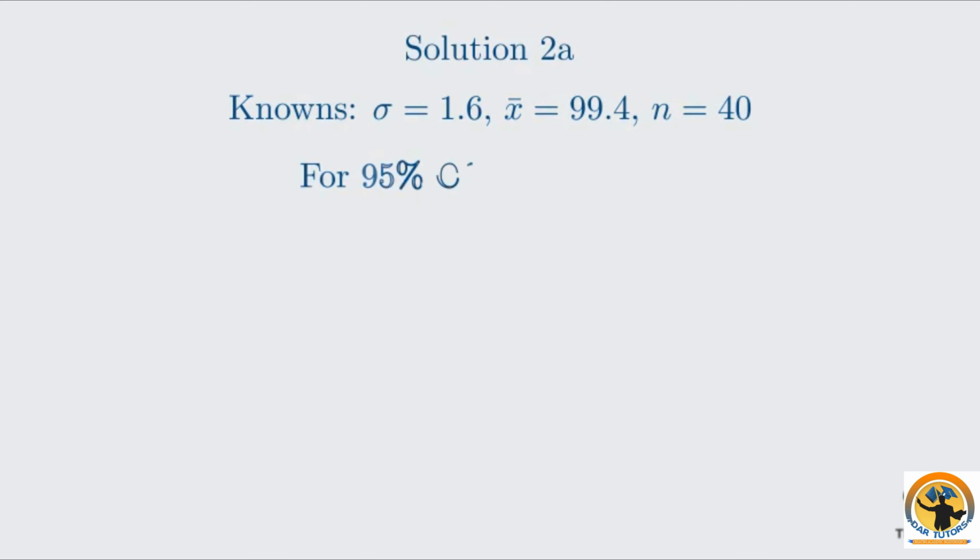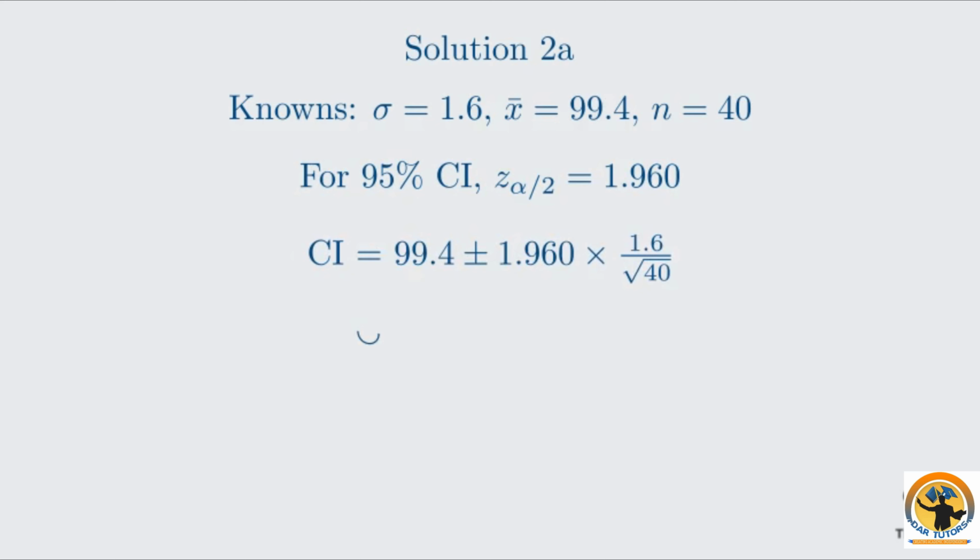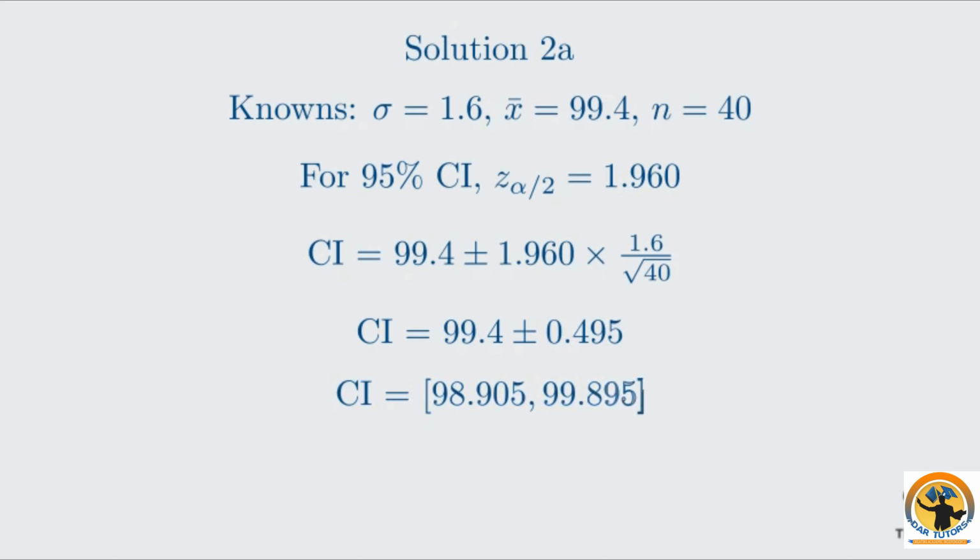Here is the solution to question 2. For part A, our knowns are sigma equals 1.6, x bar equals 99.4, n equals 40. For a 95% confidence level, z alpha over 2 is 1.960. We calculate the confidence interval. The margin of error is 1.960 times 1.6 over root 40, which is approximately 0.495. The interval is 99.4 plus or minus 0.495, giving us 98.905, 99.895.